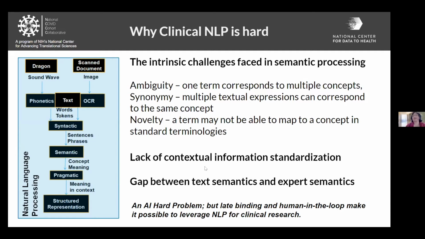However, we also lack contextual information standardization related to clinical documentation. As I mentioned, in the Cerner system, reports are dramatically different from Epic notes, and probably different from other EHR systems' documents. The second is the gap between text semantics and expert semantics. Remember, the documents were created for communicating between the care team, and there is a context about those documents. Most of the time when you do clinical NLP, you just look at the document as a document, and you don't factor in in what context that document was created, for what purpose, those types of things.